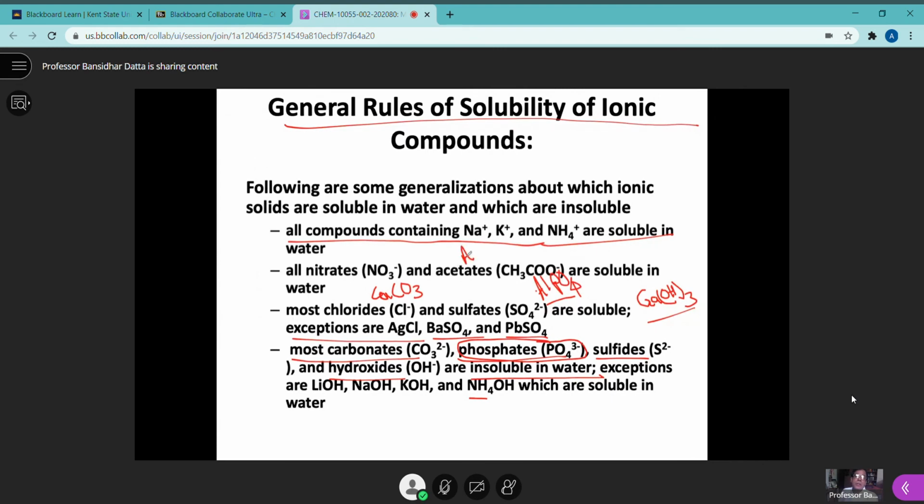Let's say aluminum Al(NO3)3. What's the name of the compound? Nitrate. Yep. Soluble or insoluble? Soluble. Yep. Right. All nitrates are soluble.